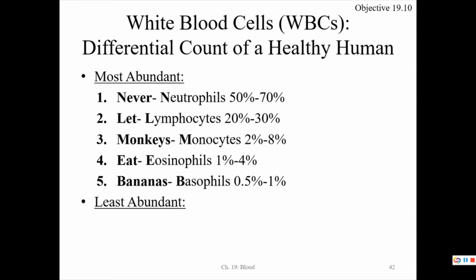Now, I do talk about what is normal for white blood cells in a healthy human. We're going to see about 50 to 70% of the white blood cells will be neutrophils, 20 to 30% lymphocytes, 2 to 8% monocytes, 1 to 4% eosinophils, and basophils are a half a percent to maybe 1%. So they can typically range in those things.